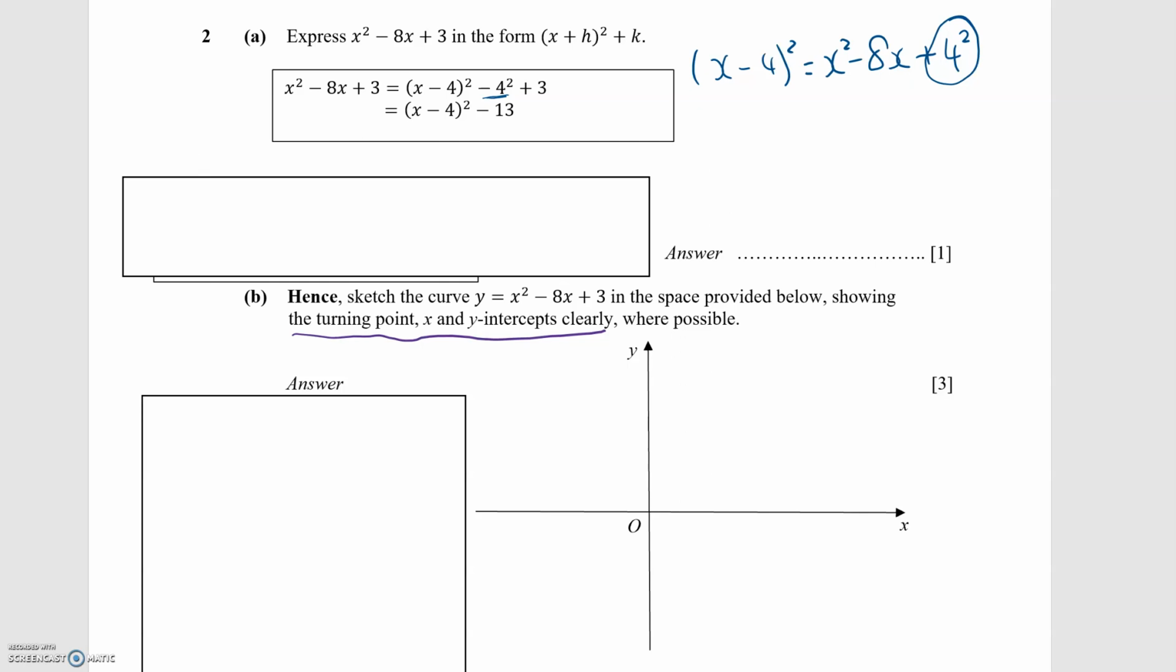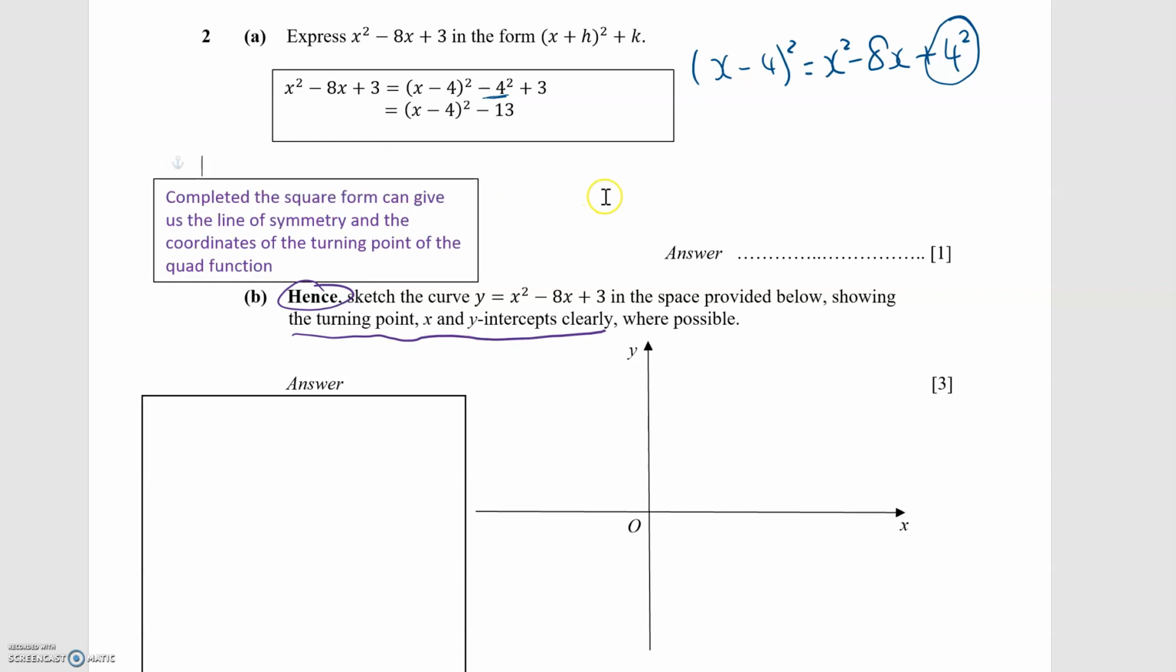Okay, so now the thing is this: how can we actually make use of our answer in part A to help us sketch this curve? Okay, because they said hence. So from the completed the square form, it's actually possible for us to get the line of symmetry and the coordinates of the turning point of this quadratic function very quickly and very easily. Okay, so let's do a quick recall.